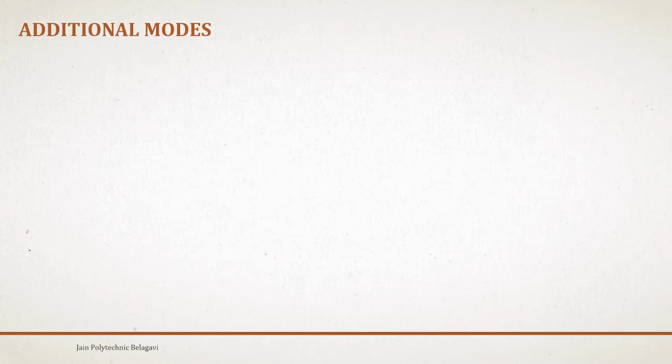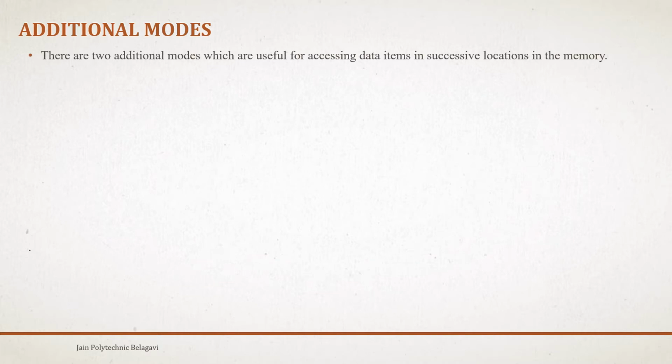So let us go through the modes other than index, relative and immediate modes, which are called additional modes. There are two modes useful for accessing data items in successive locations. Suppose one data item is present at the 9th location and another data item is present at the 10th location, and I want to access the data items successively. For that purpose, there are some additional modes.